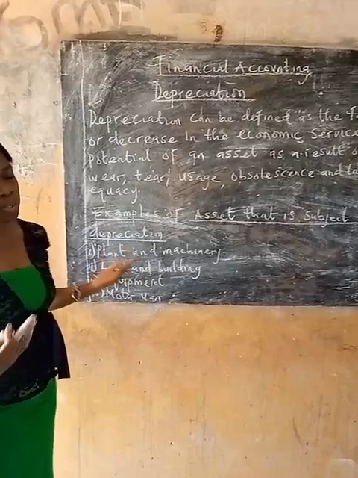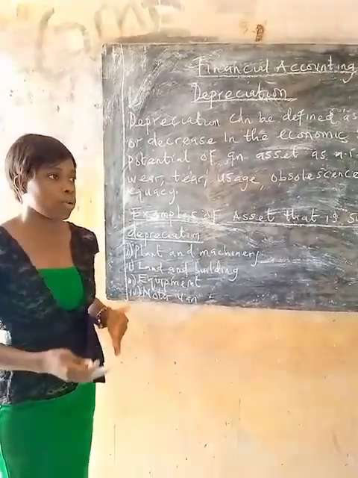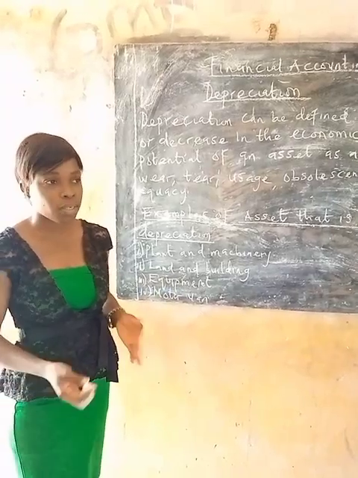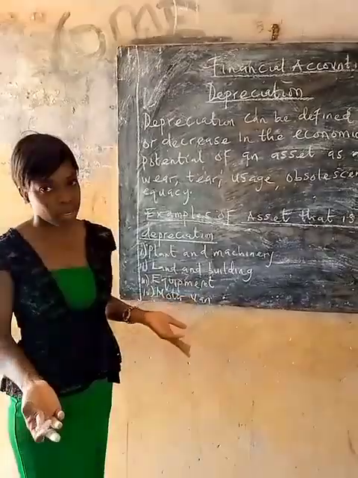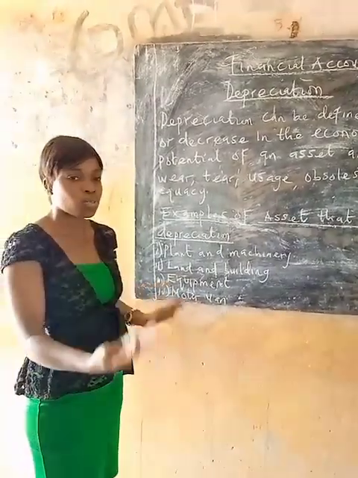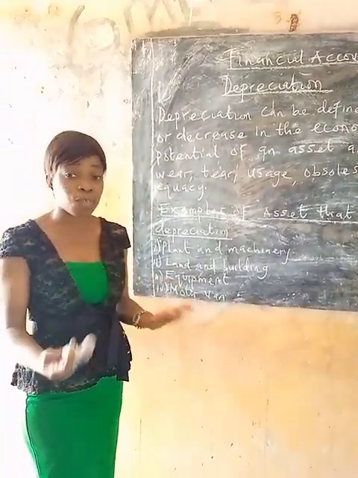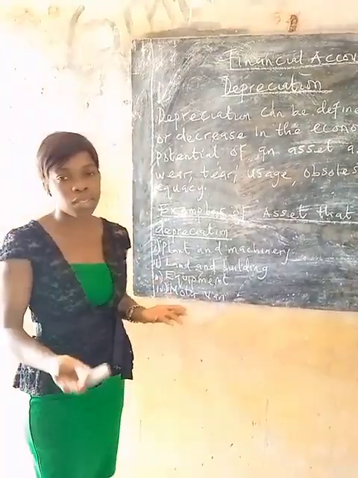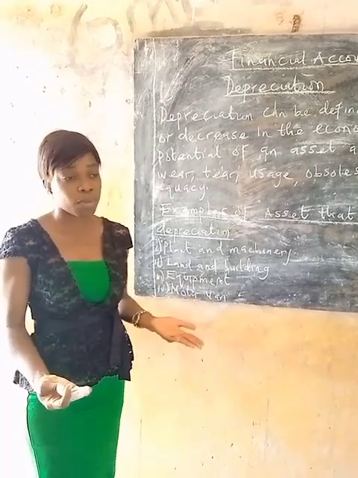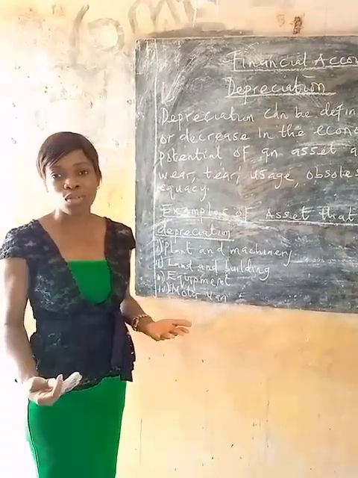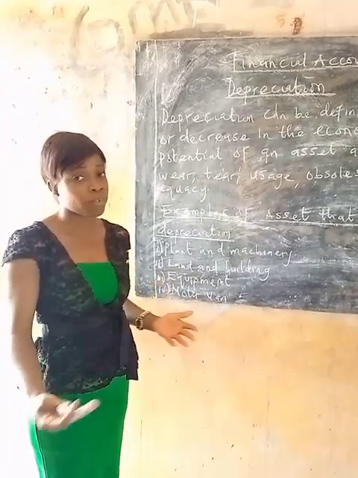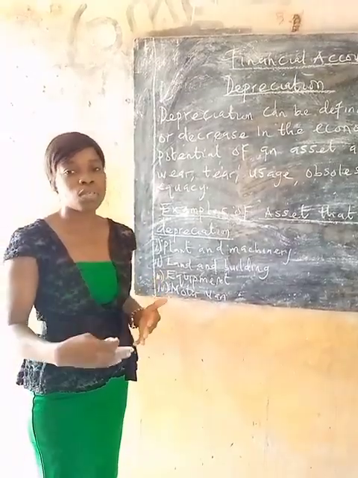We have examples of assets that can be subject to depreciation, like furniture and fixtures, land and building, plant and machinery, motor van, and the likes. Many assets are subject to depreciation because of constant usage. You use it over time, you use it every day, so as we are using it, the economic value will be depreciating. When you buy a motor car brand new, by constant usage, it will be subject to depreciation. It won't be becoming new every day; it will be reducing in value.